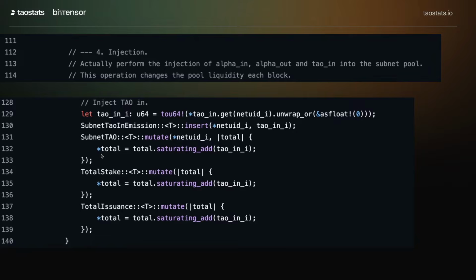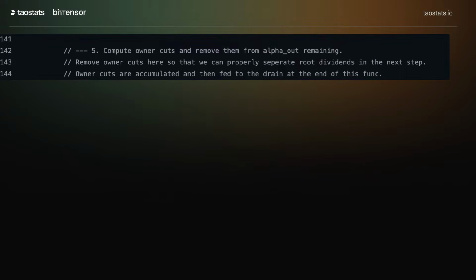There are a couple other places where we track the amount of tau. So we have to increase the total issuance, and then we increase the total amount staked of tau. And so this is just adding it into the sum of the total stake and the total issuance. This is again done for every single subnet. All right, so now we've injected tau and alpha into the liquidity pool.